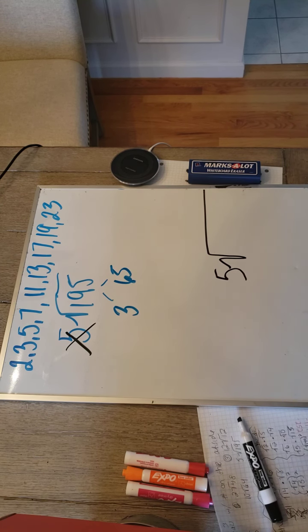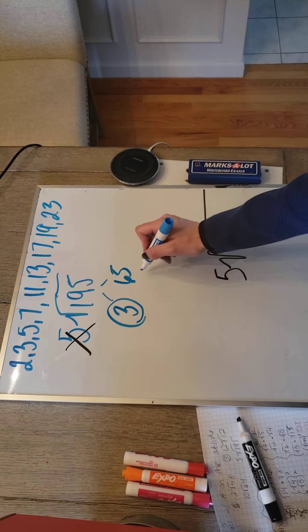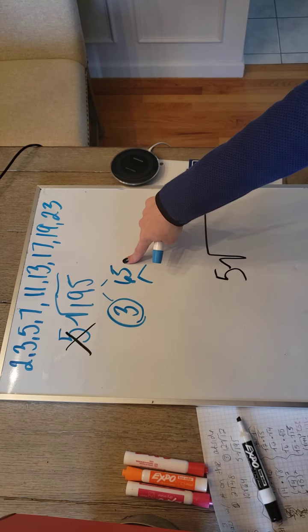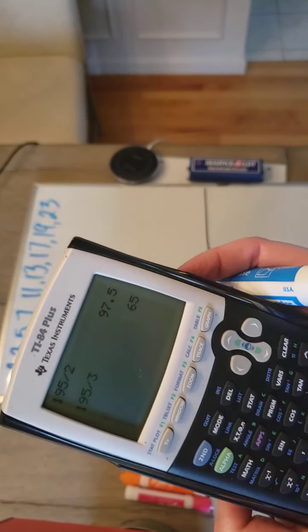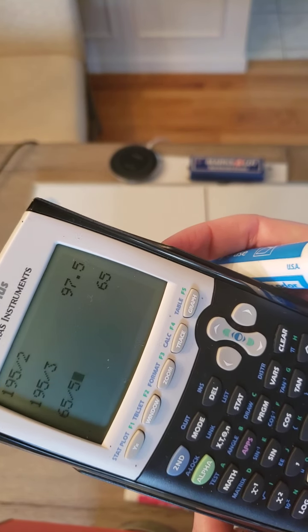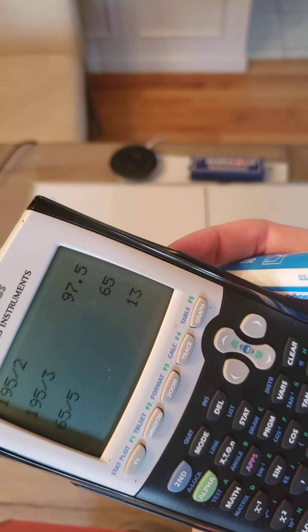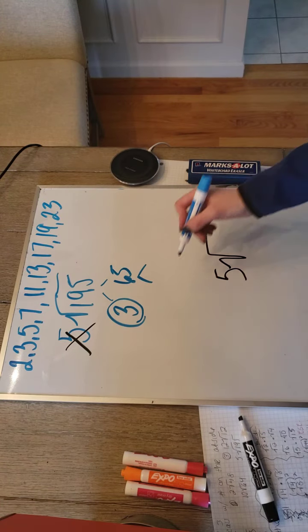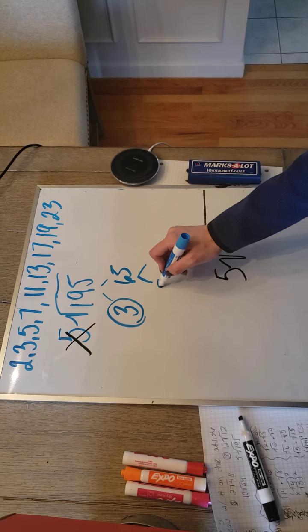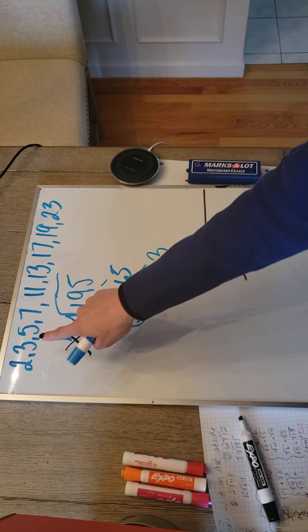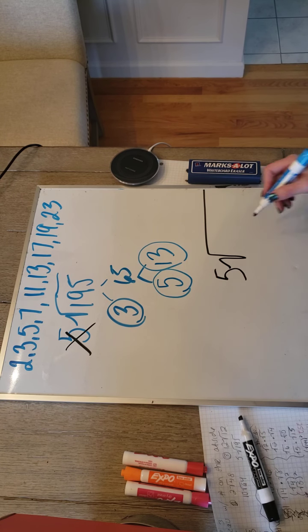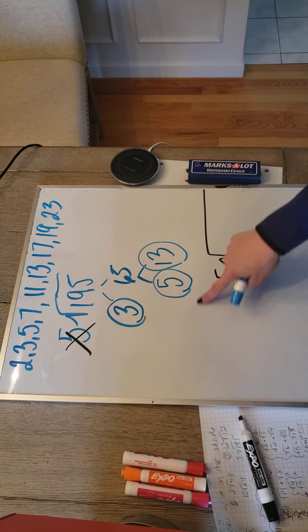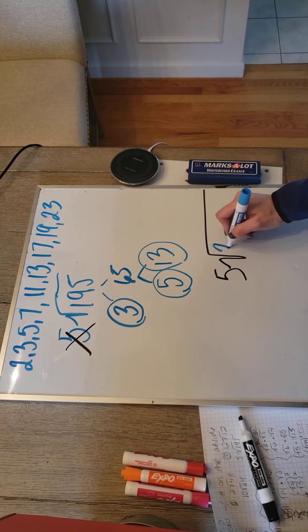Are either of those prime? 3 is. Looking at this number, I don't know what multiplies to 65, but since it ends in a 5, I know it's divisible by 5, so I'm just going to see what 65 divided by 5 is. It is 13. So I'm going to have a 5 and a 13. Are either of those prime? They both are. So if you notice, all my bottom branches are circles.